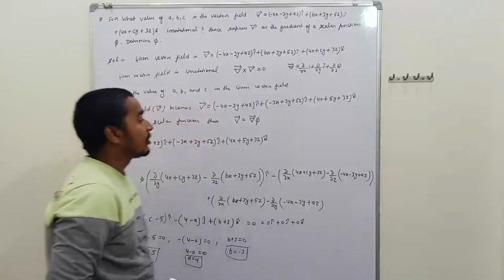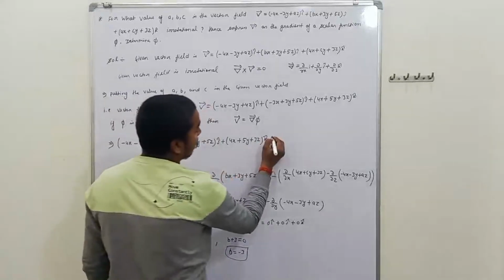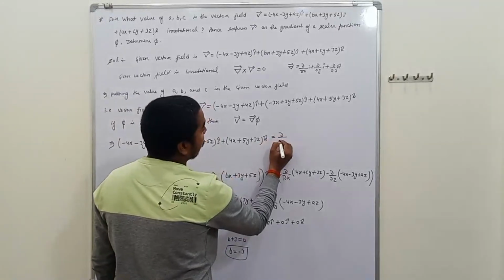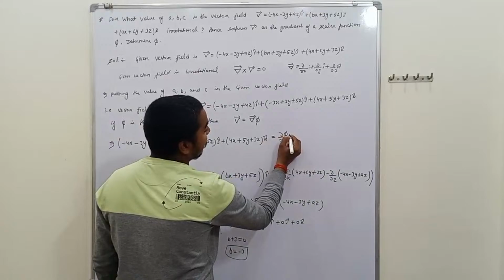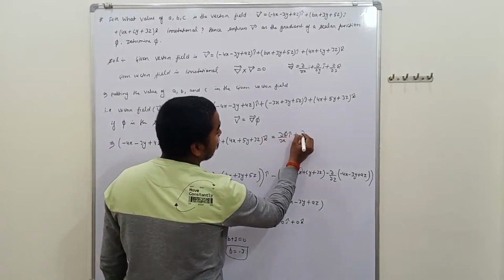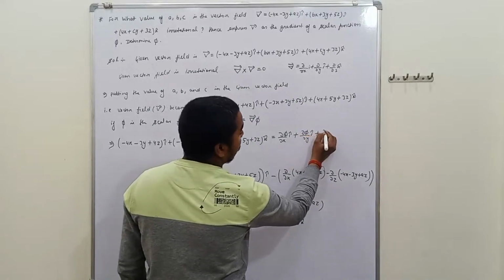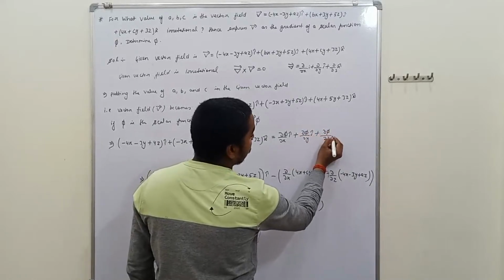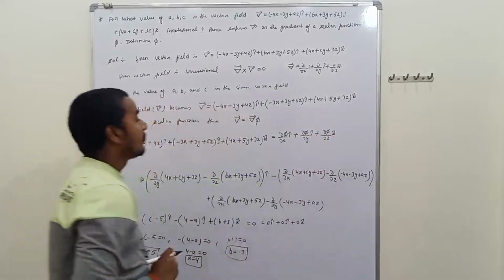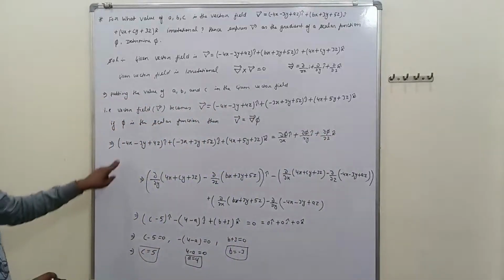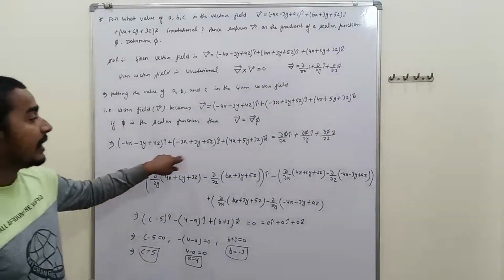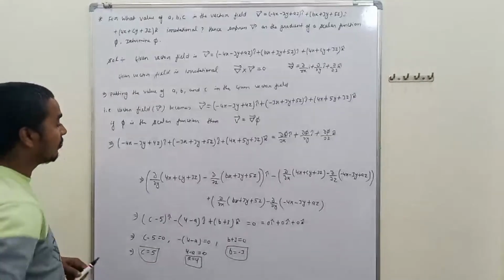We put here del phi upon del x, this is i cap, and plus del phi upon del y, this is j cap, and del phi upon del z, this is k cap. Further we equate the terms of i, j, k, and further we solve.